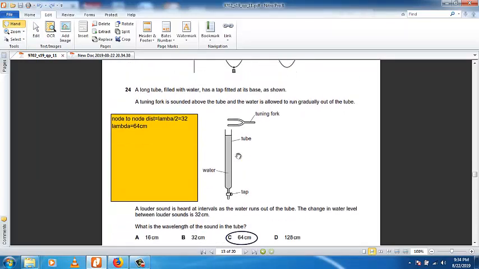A long tube filled with water has a tap fitted at its base as shown. A tuning fork is sounded above the tube and the water is allowed to run gradually out of the tube. A louder sound is heard at intervals as the water runs out of the tube. The change in water level between louder sounds is 32 cm. What is the wavelength of the sound in the tube? So that's a basic question.